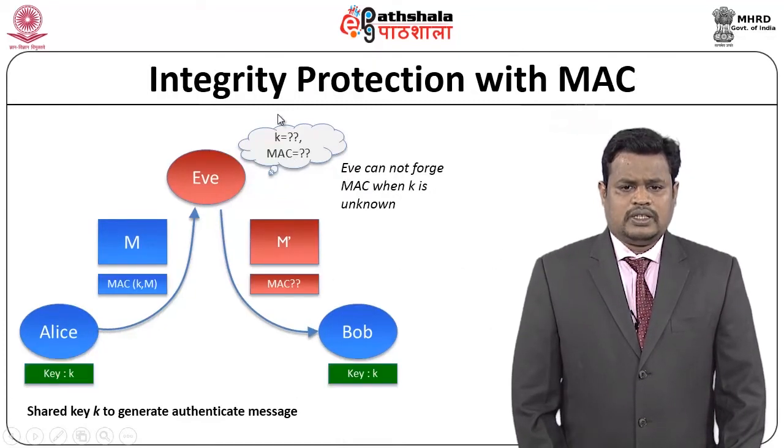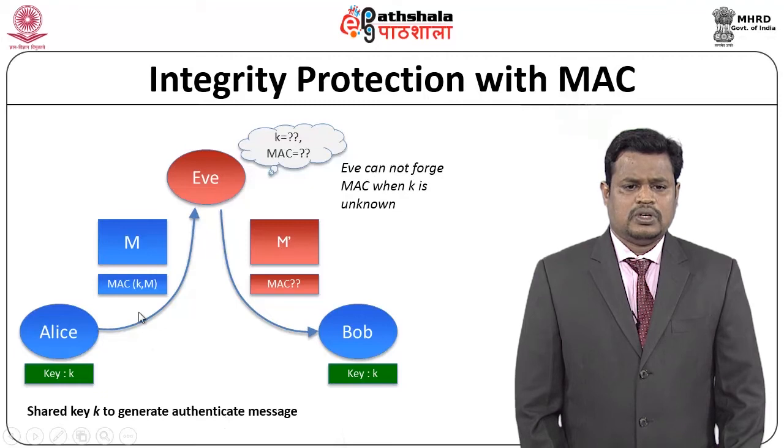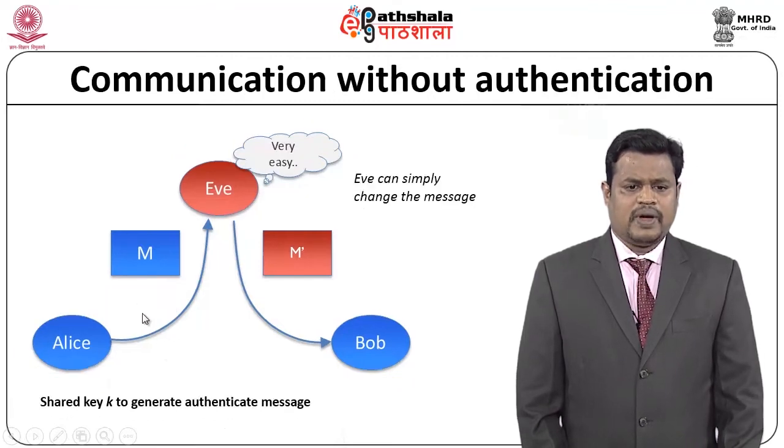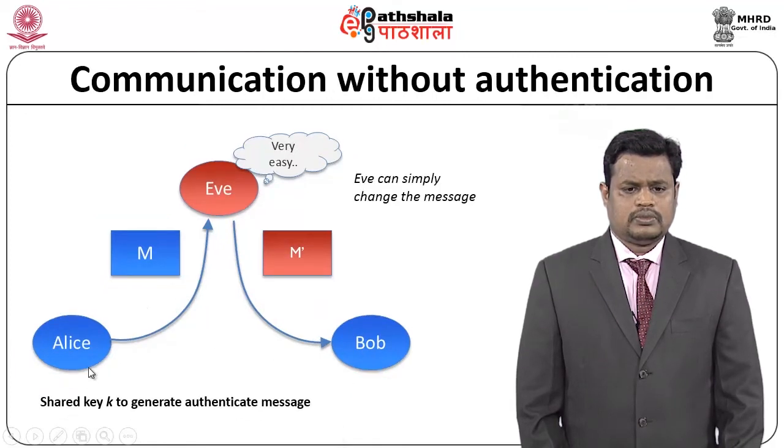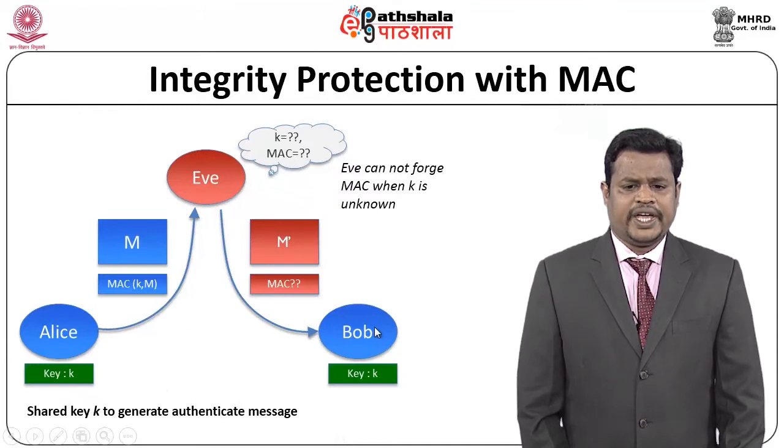Now we are protecting with MAC. So integrity protection with MAC, message authentication code. So now we can see the shared key K is used to generate an authentication code. When I take a message, in the earlier case there is no tag. Now the scenario is different. The key is going to be shared between Alice and Bob. Earlier, the key was not given, they just send the message and anyone can modify it. Now they are sharing the key.